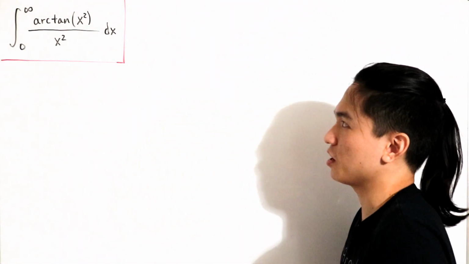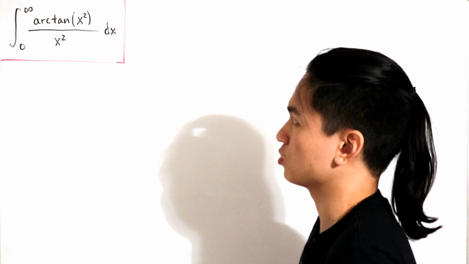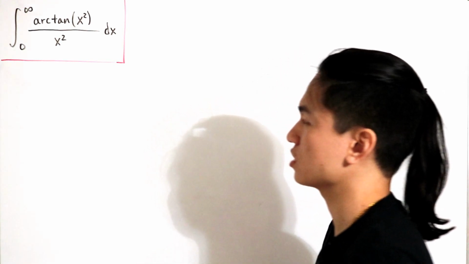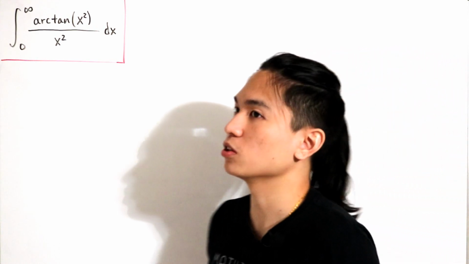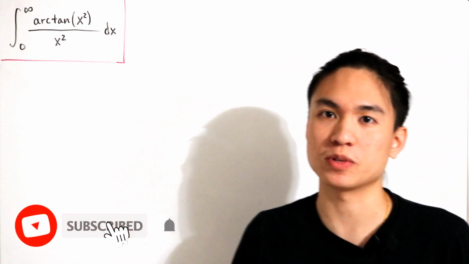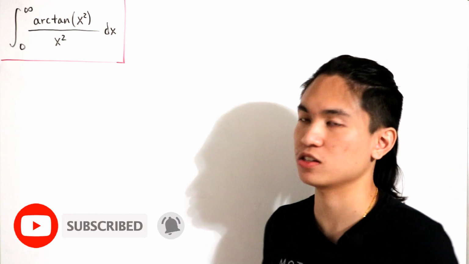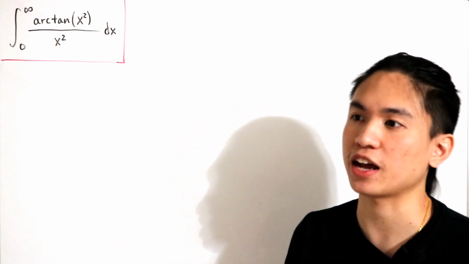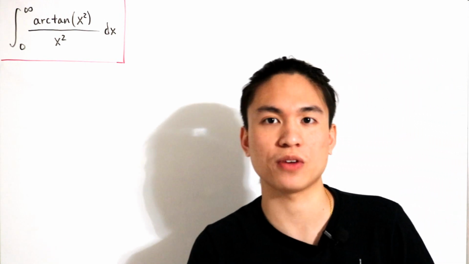Today we have an improper integral from 0 to infinity of arctangent of x squared divided by x squared dx. I did something similar with the arctangent function specifically: the integral of arctangent of x divided by x to the power ln of x plus 1 dx, and you can check that in the description below if you haven't seen it yet.